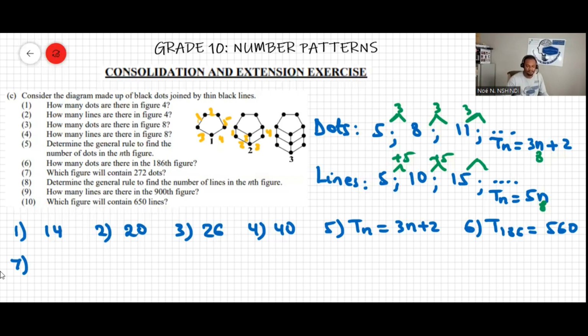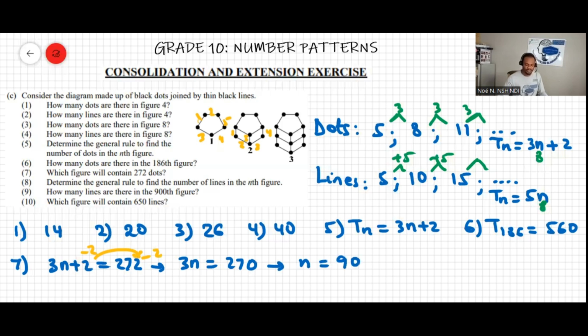Question 7 says which figure will contain 272 dots. So it means I know that Tn is 3n plus 2. So I'm looking for a certain figure Tn which will have 272 dots. So it's going to be 3n plus 2 equal to 272. If I move the positive 2 over, I'll have 3n equal to 272 minus 2, which is 270. If I move the positive 2 over, it becomes negative, in other words, minus 2. Then I have 3n. Now to get the value of n, I will divide by 3 on both sides. So I divide by 3, I divide also by 3, and then n will be 90.